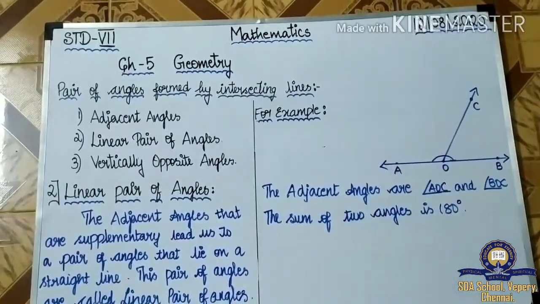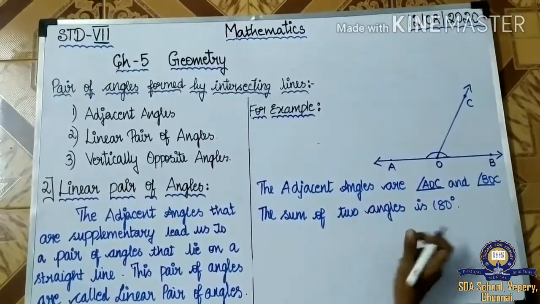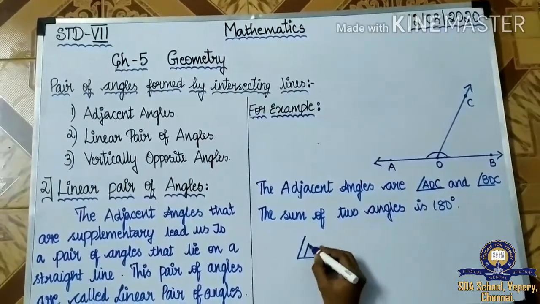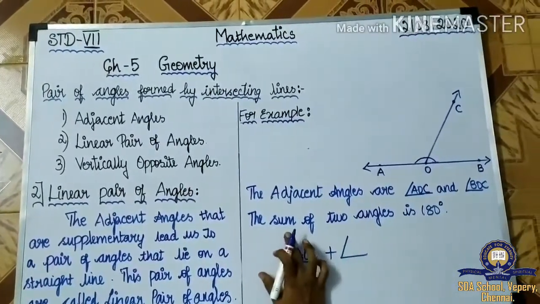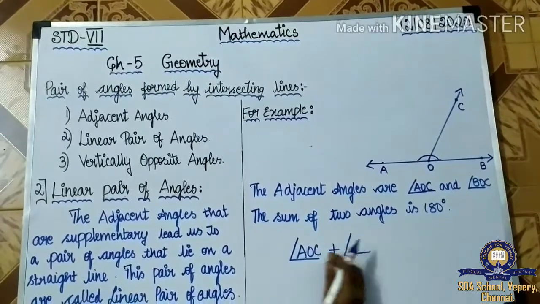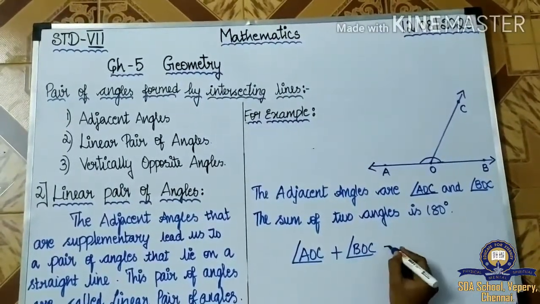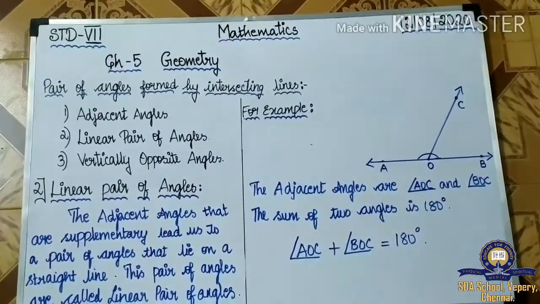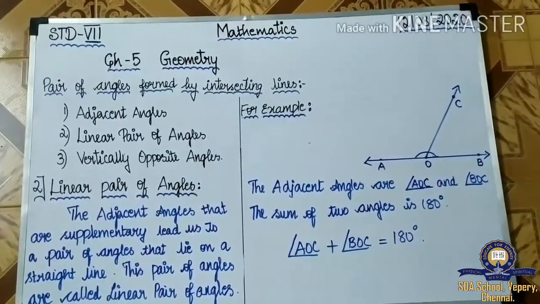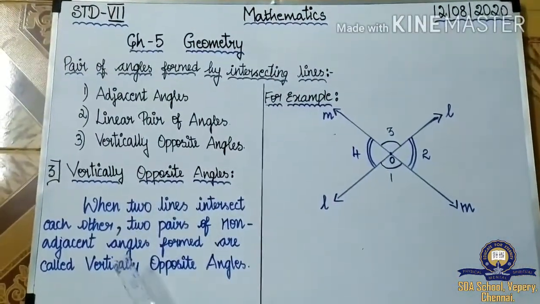Finally, the sum of the two angles AOC and BOC is 180 degrees. Sum means we should add the two angles. So, angle AOC plus angle BOC is 180 degrees. Are you clear, students? Third definition, vertically opposite angles.